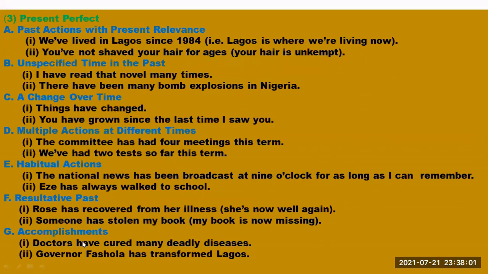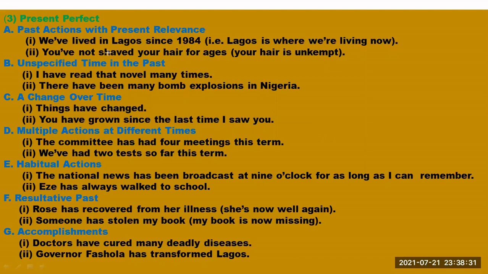Now let's look at the present perfect. We can look at past actions with present relevance. We've lived in Lagos since 1984. It is relevant to the present because we are still living in Lagos. We are living in Lagos right now, but we've lived in Lagos. The action started in the past, but it's still going on.